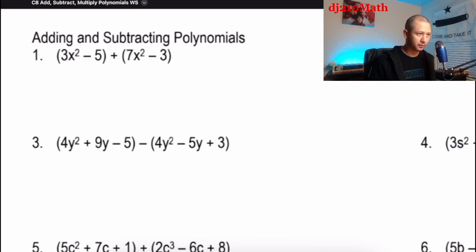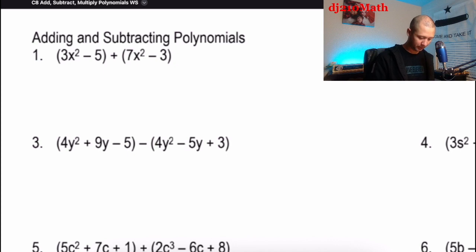All right, so let's work through these adding and subtracting polynomials. Adding and subtracting is probably ideal compared to multiplying. So particularly adding, when you're adding, you can just drop the parentheses and combine like terms. So here we see number 1, 3x squared minus 5 plus 7x squared minus 3. Again, adding, we can drop the parentheses and combine like terms.